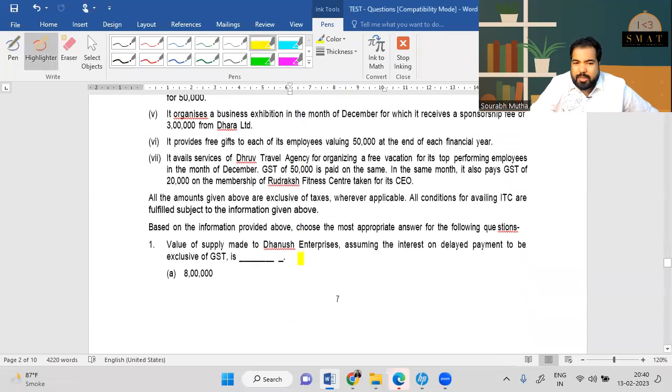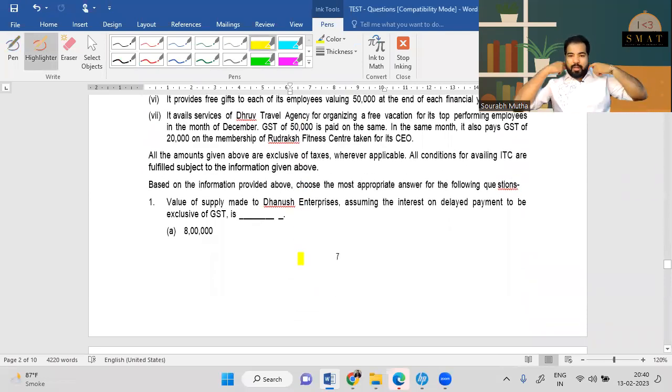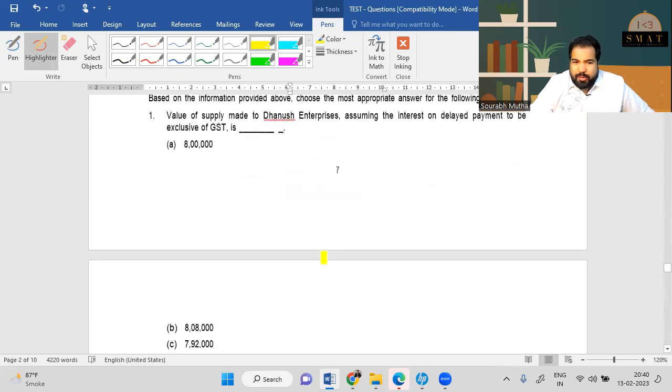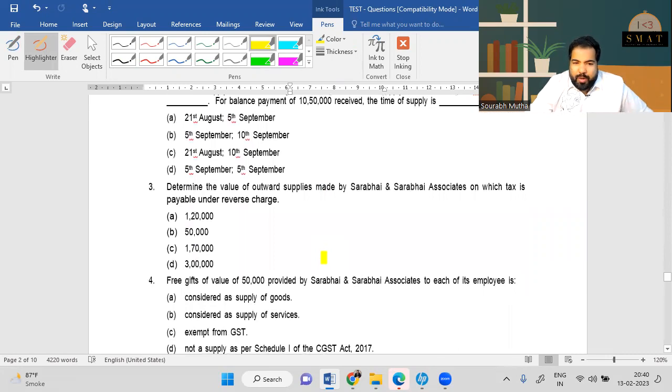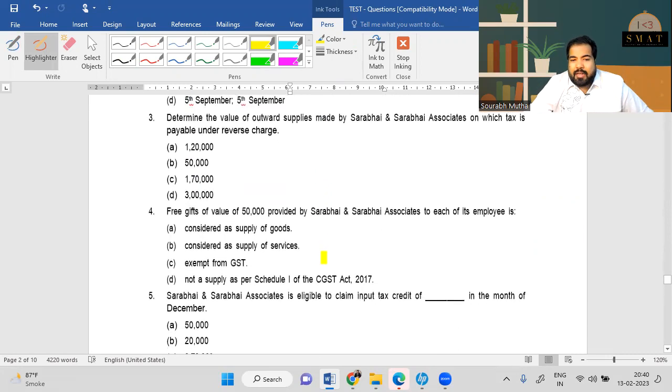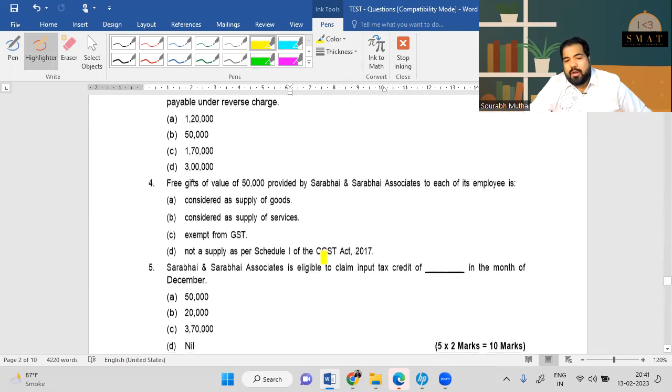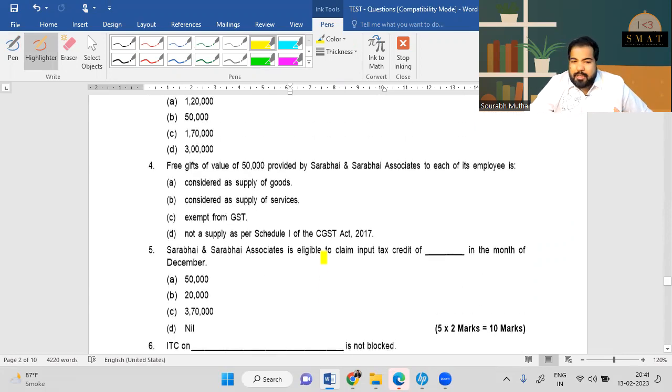It's a big question, so I'm just going to see the questions. What have they asked you? There is one question on value of supply. There is one question on time of supply. There is one question on value of outward supply payable under reverse charge, and some free gifts, whether it's considered a supply or not, and input tax credit in the month of December.